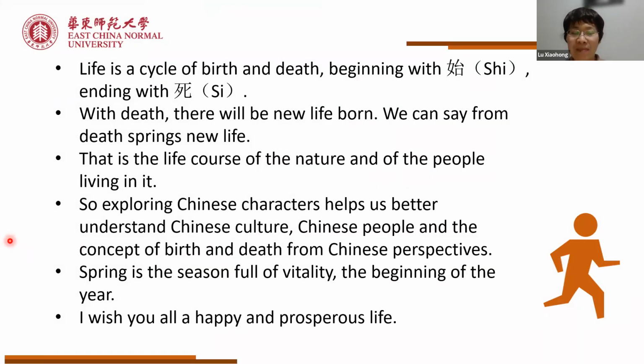Now, we have talked about death just now. Life is a cycle of birth and death. At the very beginning, we mentioned the word birth, the beginning of life, beginning with the word 始. And then ending with the word 死: one is the 始, the beginning of a baby, and then 死, passed away. So with death, there will be new life born. We can say that from death springs new life. That is the life course of nature and of the people living in nature.